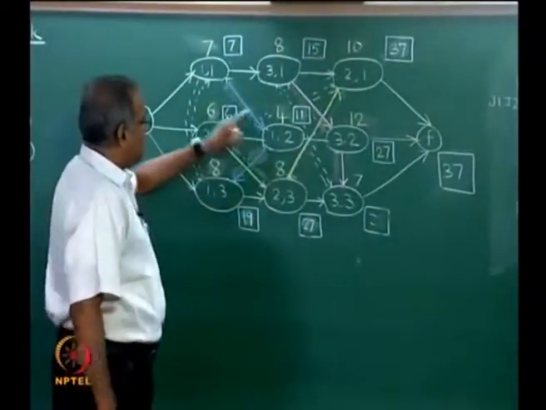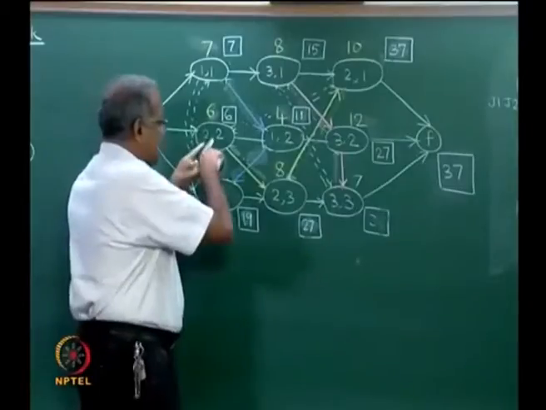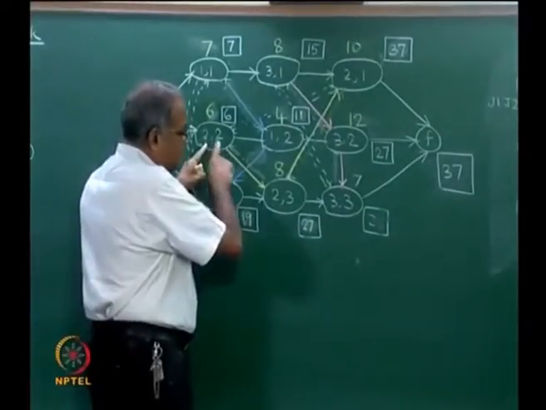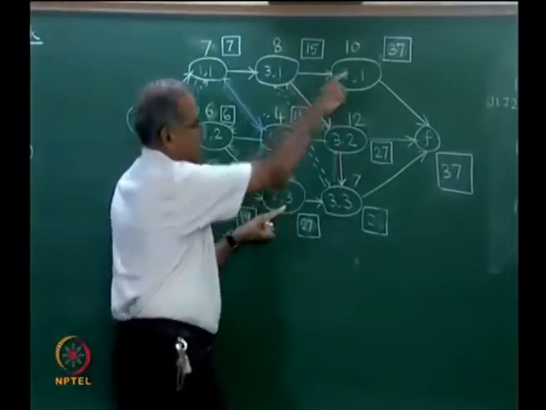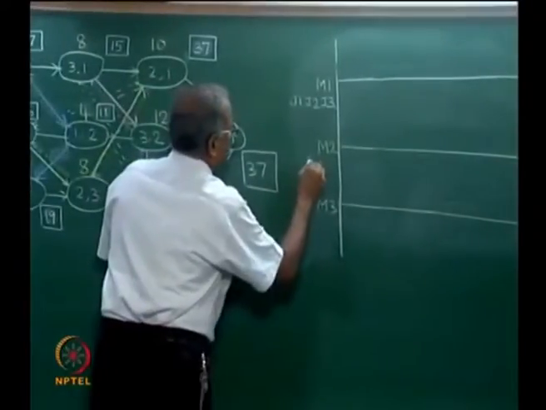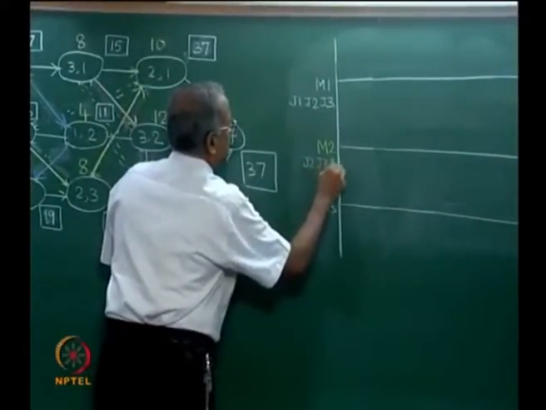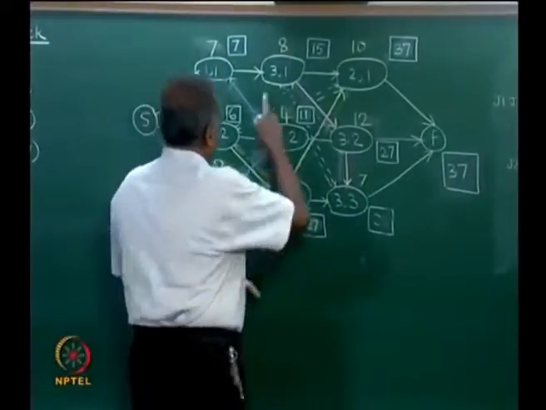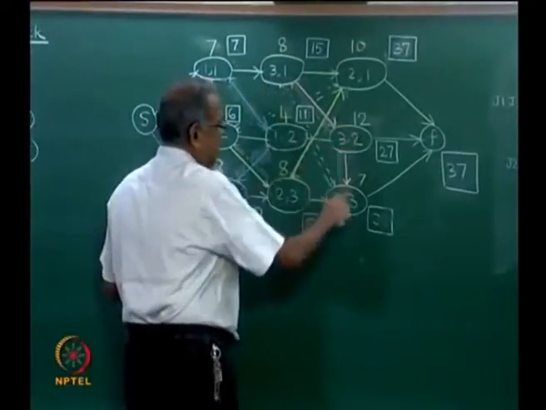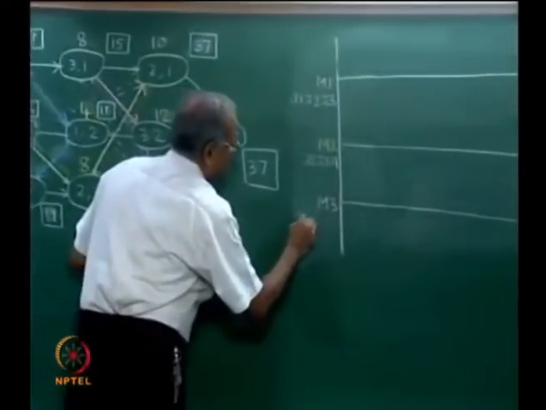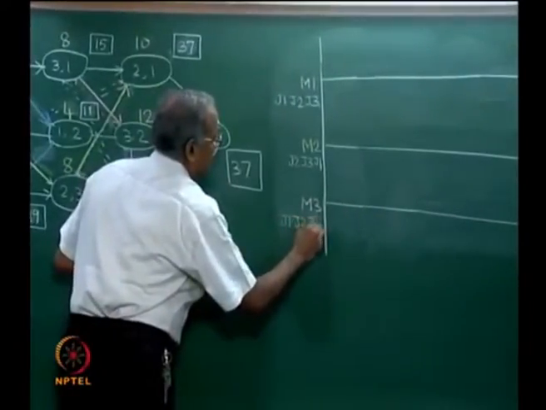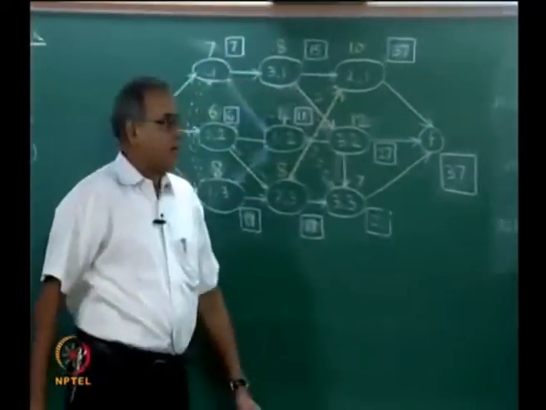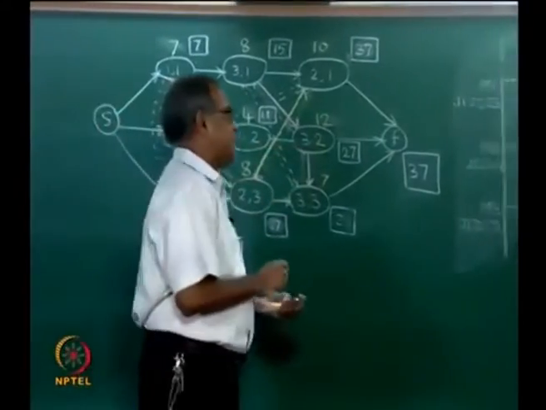Now, on M2 we realize that this is first. So, J2, J3 and then J1. So, J2, J3 and J1, and on M3 it is again 1, 2 and 3. So, J1, J2 and J3. Now, we have to map this on the Gantt chart.